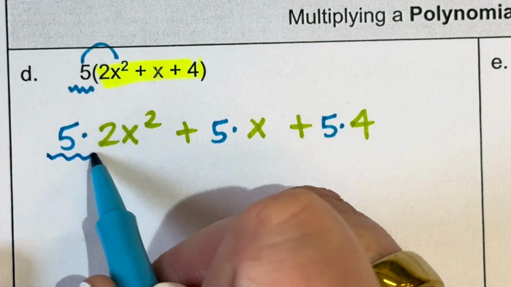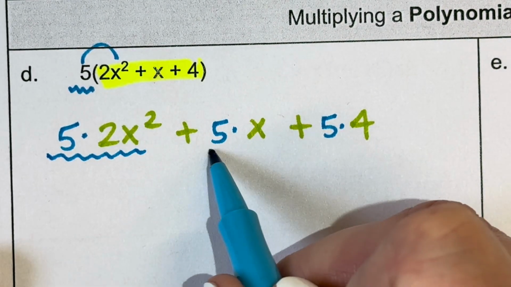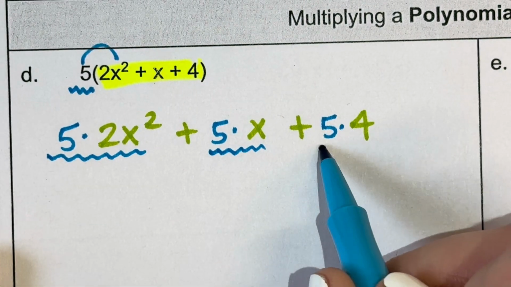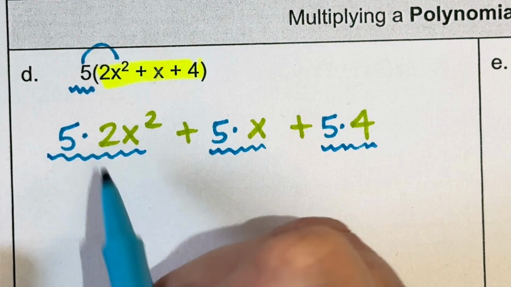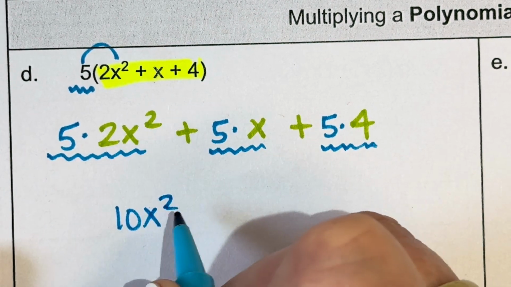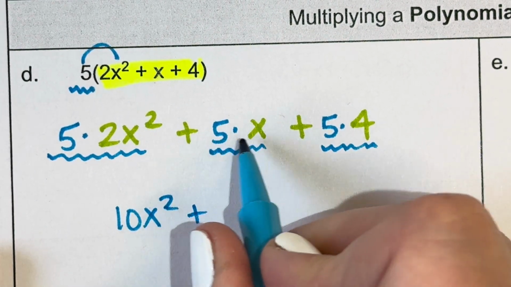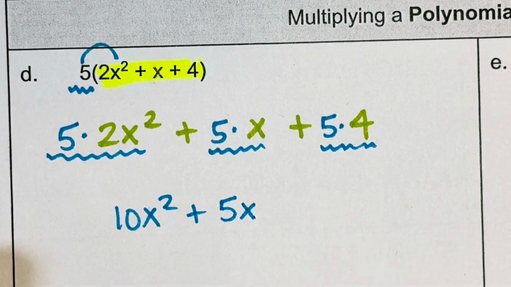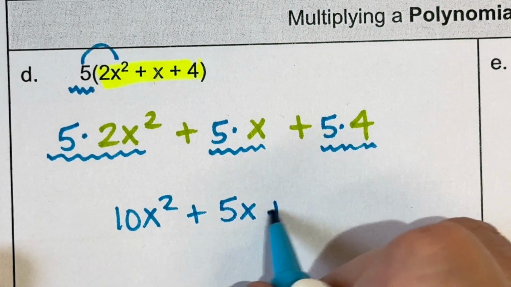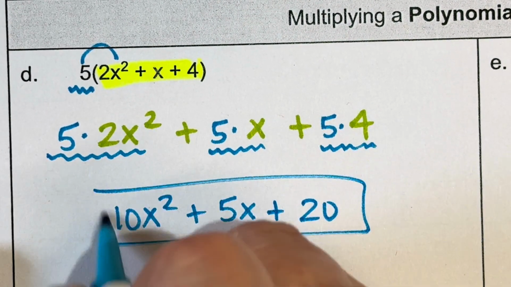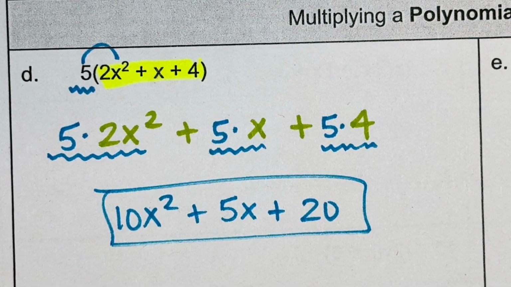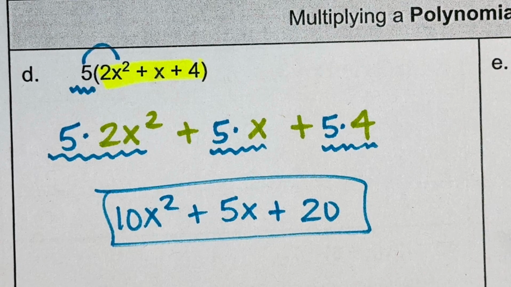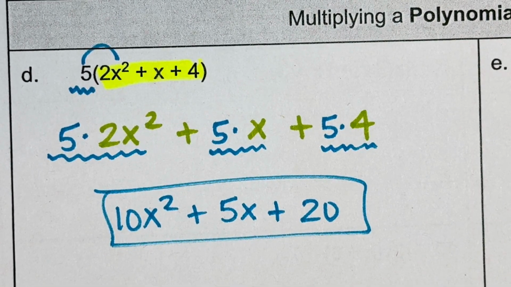And now, can I simplify that? So 5 times 2 is 10, plus 5 times x is 5x, plus 20. If that was too fast, finish copying it, rewind it, and watch it one more time where you're not trying to keep up with me.